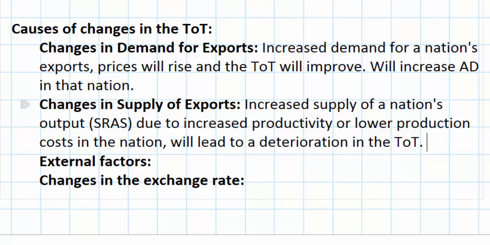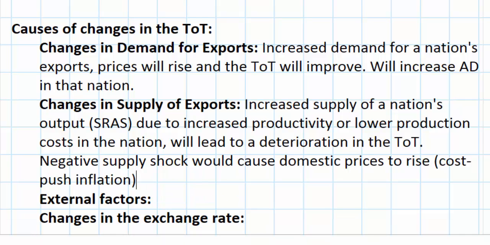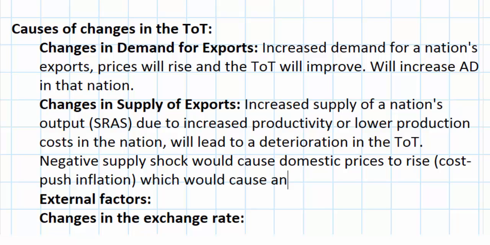On the other hand, if there was a negative supply shock resulting from higher energy prices, perhaps stronger labor unions or a higher minimum wage, a negative supply shock would cause domestic prices to rise due to cost push inflation, which would cause an improvement in the terms of trade. An improvement in the terms of trade in this case could actually be bad for the nation because it's accompanied by negative output and higher domestic inflation.